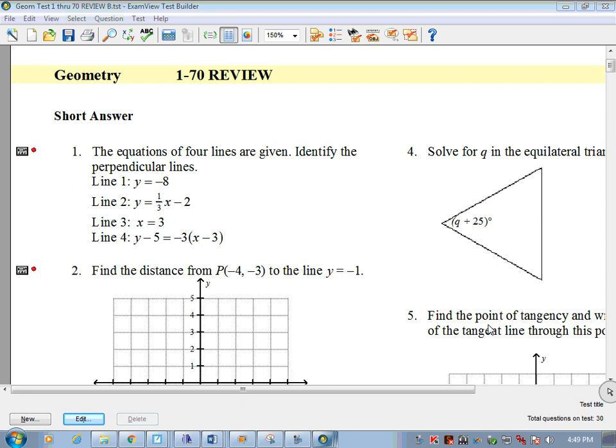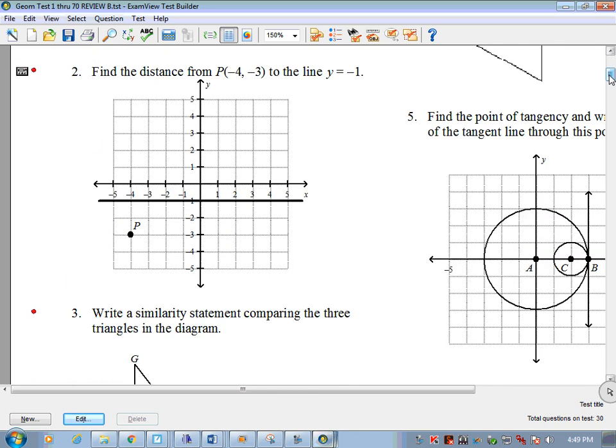All right, let's scroll down here to number 2. It says find the distance from P, which is -4, -3, to the line y equals -1. So the shortest distance from a line to a point not on that line is a perpendicular line. So fortunately, this line is horizontal, which means that the perpendicular line is going to be vertical. So we can just count 1, 2. Okay, the distance there is 2. You could also look at the distance between -4, -3, and -4, -1, and see that that's 2.